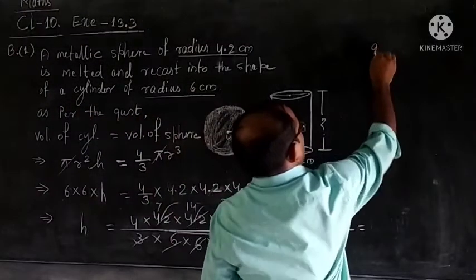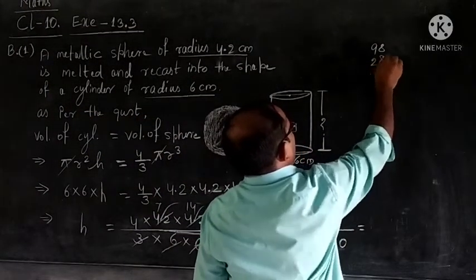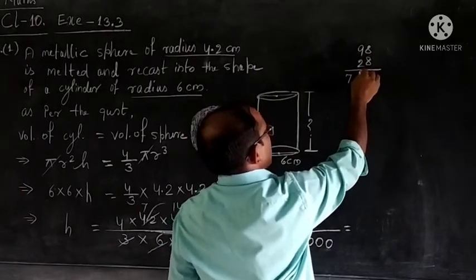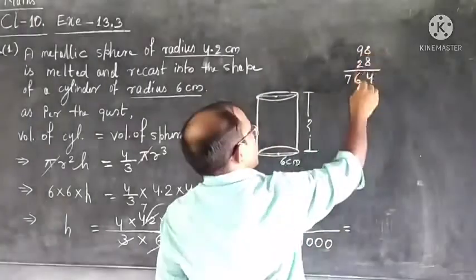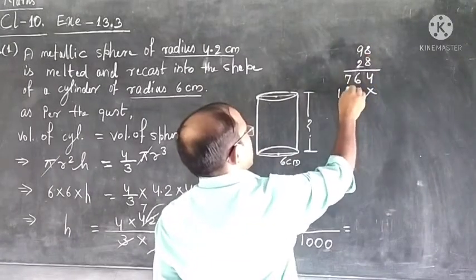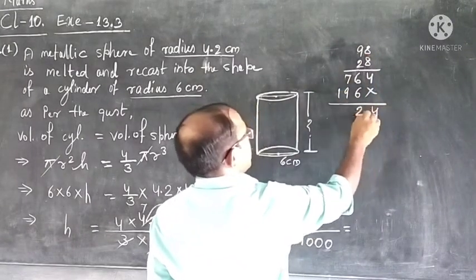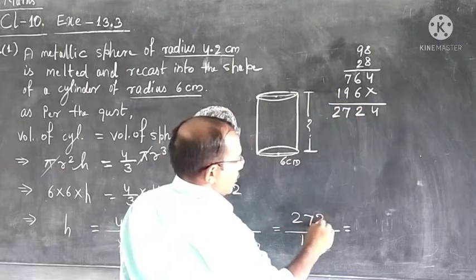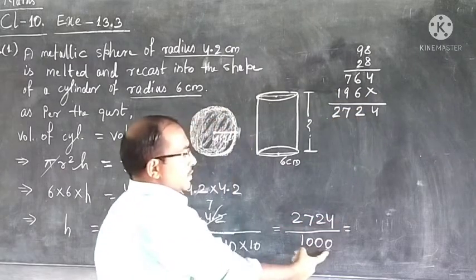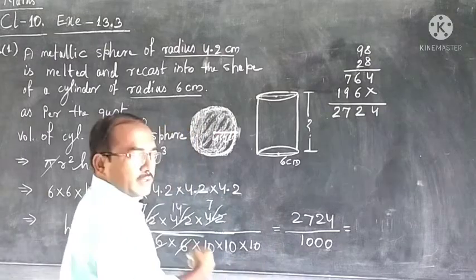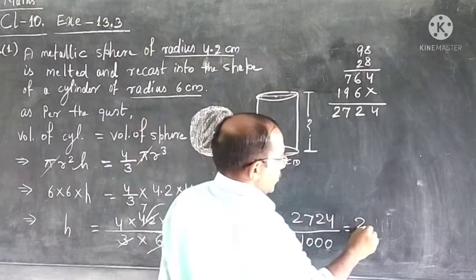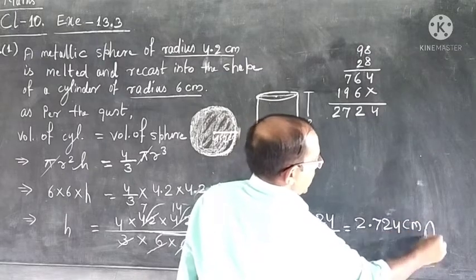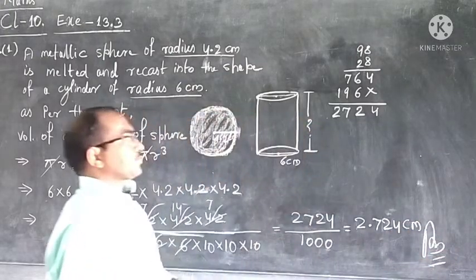98 into 28. 8 8s are 64, 72, 9 8s are 72 and 4 is 76. 8 2s are 16, 9 2s are 18, 1 is 19, 4 is 12, 16 1 is 17, 1 1 is 2. So, we get 2724, and that is why we did not remove this 0, we did not cut them here. It is easy to divide. 2.724 centimeter will be the height of the cylinder.